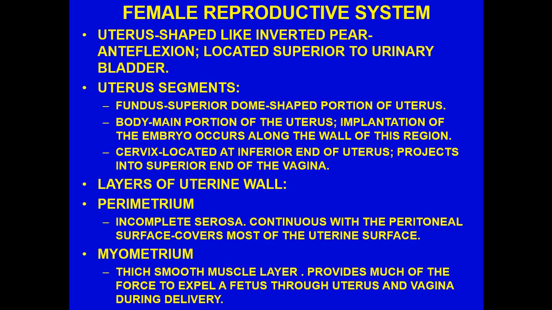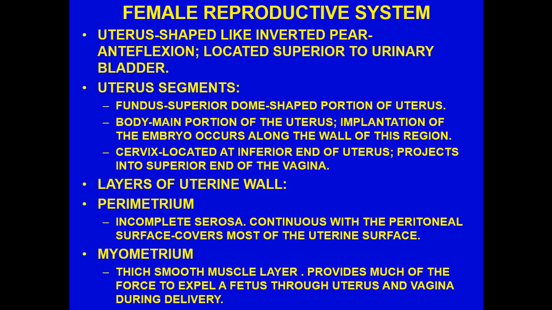Now, when we get to the uterus, it's kind of shaped like an inverted pear. Its position is referred to as anteflexion. It's located superior to the urinary bladder. Now, the segments of the uterus, you have the fundus, the body, the cervix. The fundus is that superior dome-shaped portion of the uterus. The body is the main portion of the uterus. Implantation of the embryo occurs along the wall of this region. The cervix is located at the inferior end of the uterus and projects into the superior end of the vagina. There are several different layers of the uterine wall that you need to be aware of.